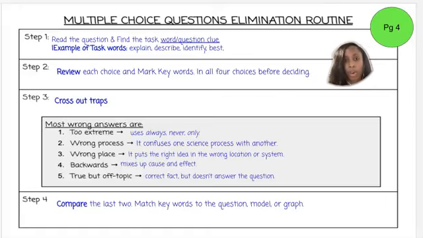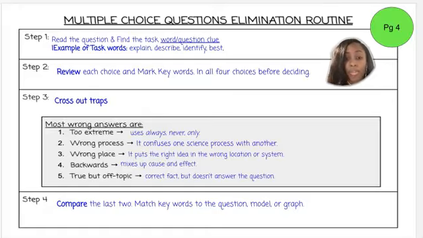And then your final step is to make sure that when you are comparing the last 2 choices after you crossed out both traps, that you are in fact making sure that it is aligning to your notes. It aligns with like the little blurb, because each of the Regents have like a little paragraph, or they have a model, or they have some type of graph. But you want to make sure that you're gathering from some type of evidence in the question.